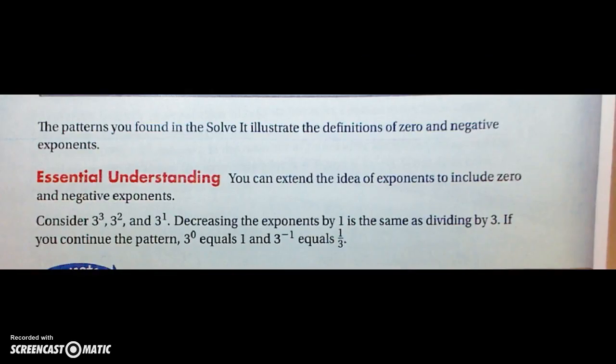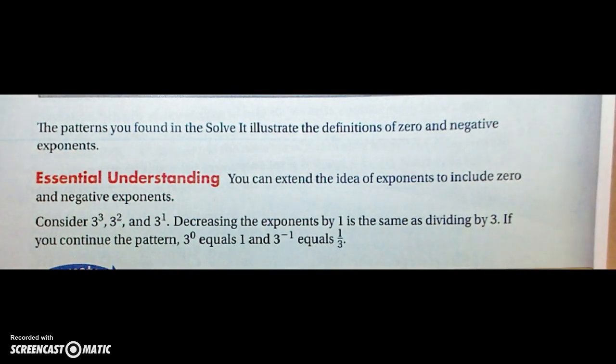The patterns you found in the Solve It illustrate the definitions of zero and negative exponents. Essential understanding: you can extend the idea of exponents to include zero and negative exponents. Consider 3 cubed, 3 squared, 3 to the 1st. Decreasing the exponents by 1 is the same as dividing by 3. If you continue the pattern, 3 to the 0 equals 1, and 3 to the negative 1 is equal to 1/3. So you can see, even though it was 10, 2, but now it's a 3 to the 0 power, it is equal to 1.